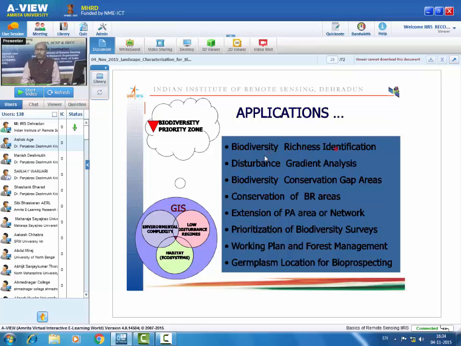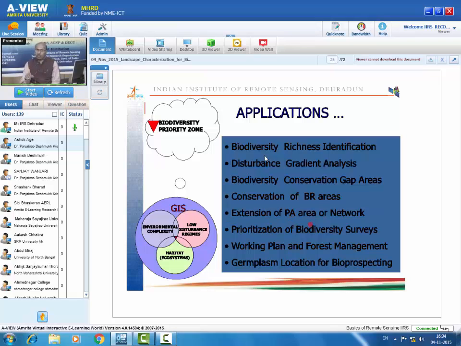This database can be used for different kinds of purposes. You can use it for biodiversity region identification, gradient analysis, finding the gaps in the conservation areas, trying to find out biologically rich areas, and then also for extension of the PA network. Like, you would like to increase the area under protection, but if you do not know which area to be included in that protection... if you know, then you can suggest to the government or the forest department, okay, this area is equally good, so we can do that.